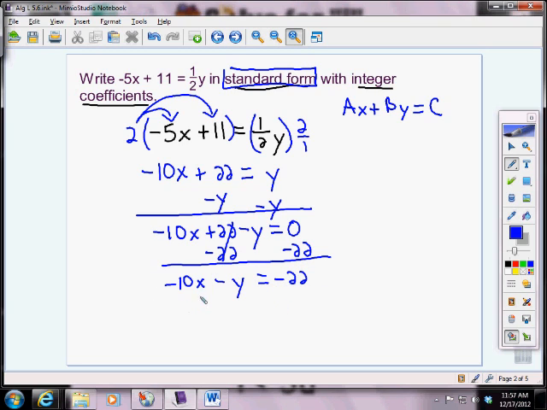So this answer here, negative 10x minus y equals negative 22, is sufficient. It's standard form with integer coefficients. I do want to show you one more thing though. There's a lot of negatives and minuses here.